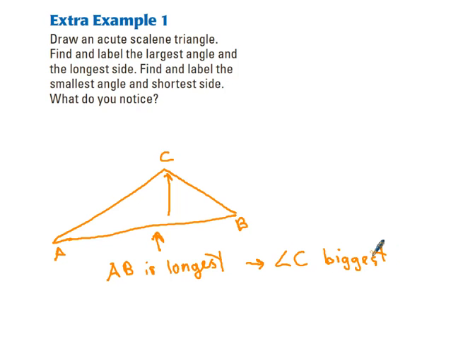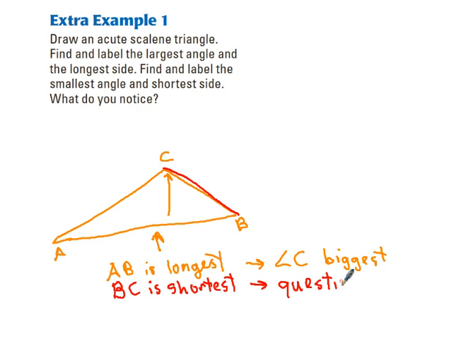Okay, and then they also asked us to find the shortest side. So let's see. Shortest side appears to be BC. So we'll say that's the shortest, and then we have to go find which angle is the smallest, and that is question 1. So you tell me which angle is the smallest angle.